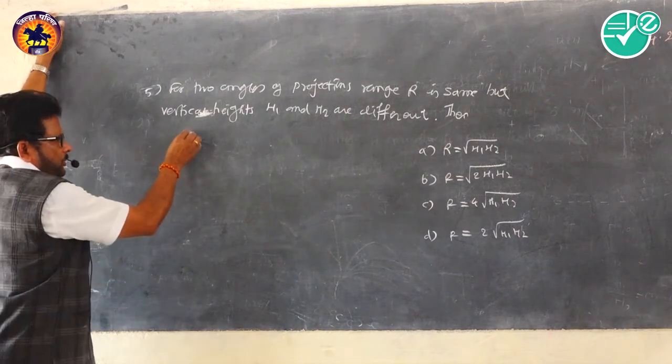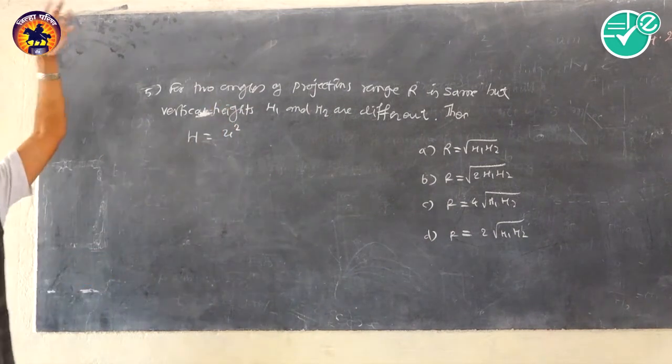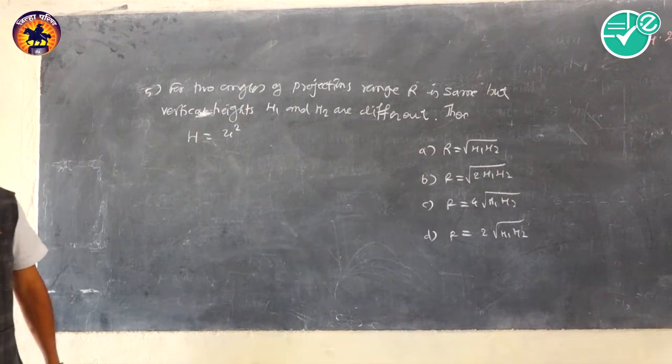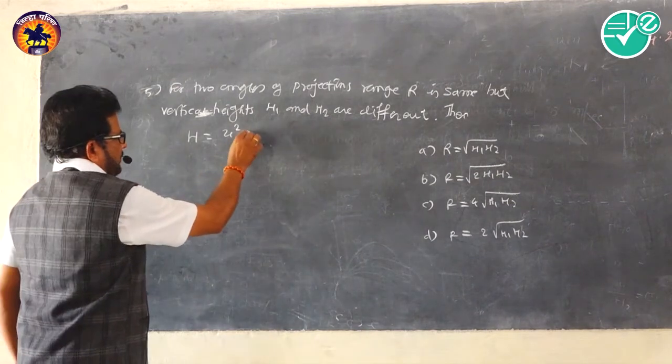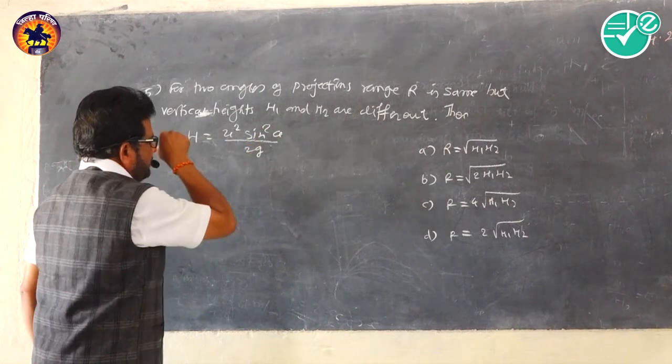The height of the projectile H is equal to u square sin square theta upon 2g.